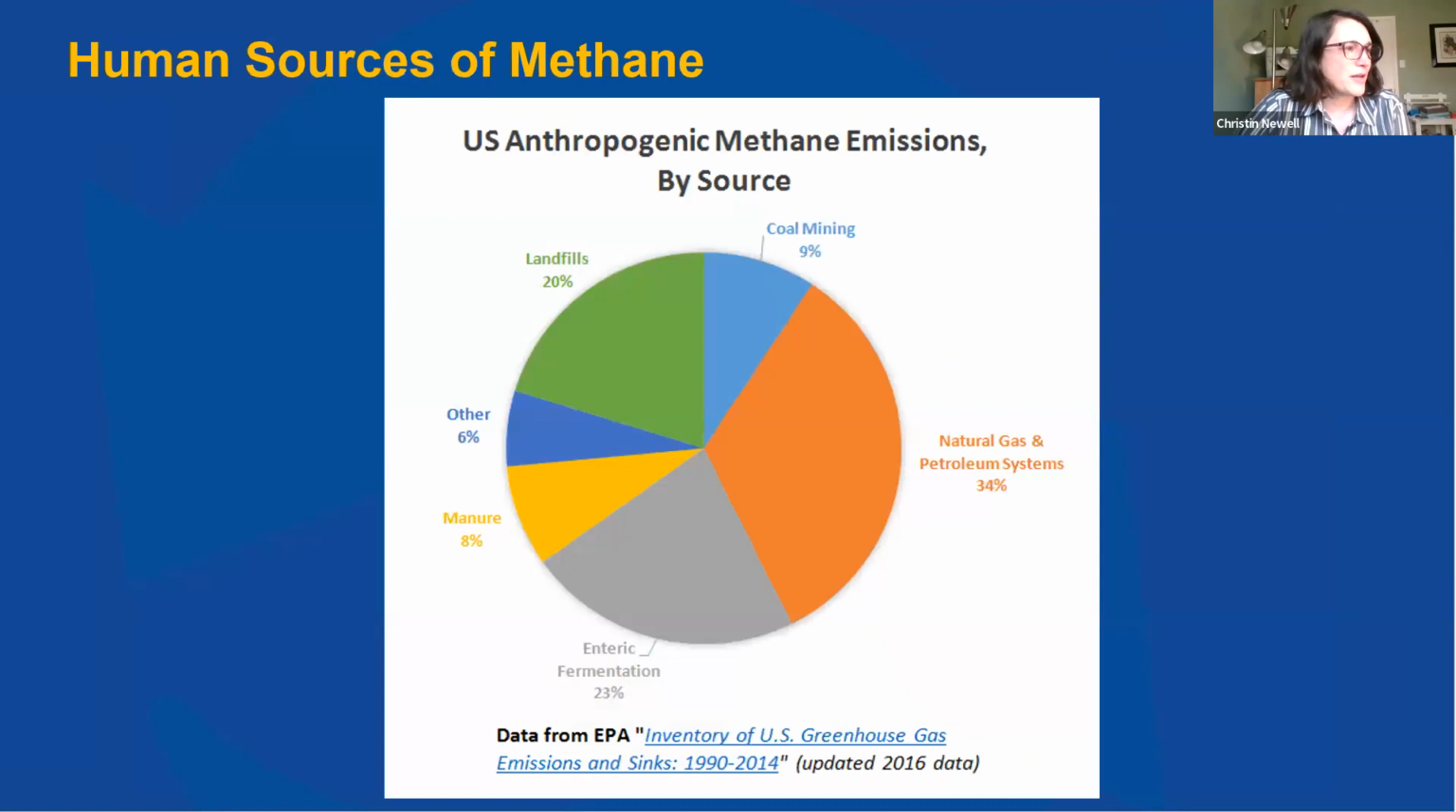All right, so next, this is all about methane. So the human sources of methane emissions. We've got 34% from natural gas and petroleum systems, 23% from enteric fermentation, landfills, coal mining, manure, and other.